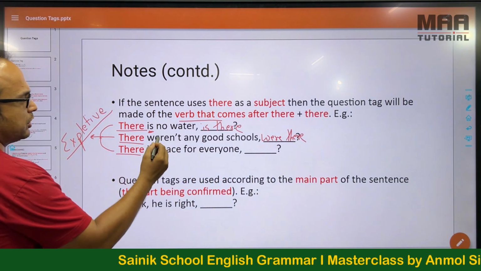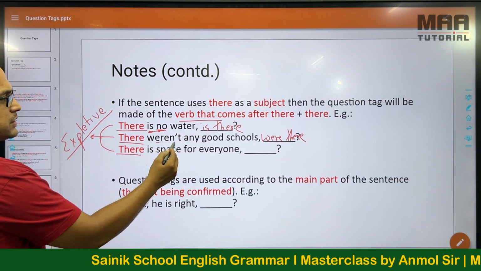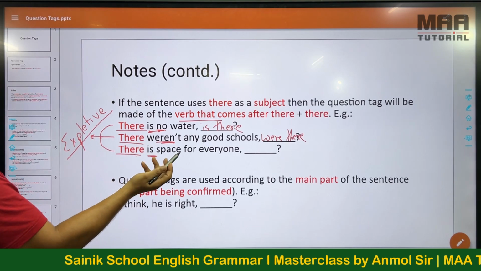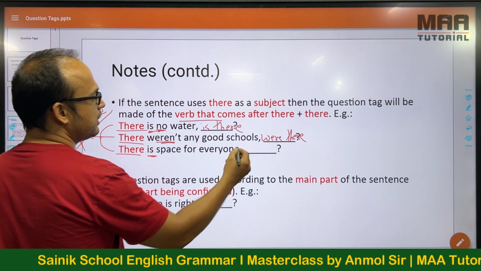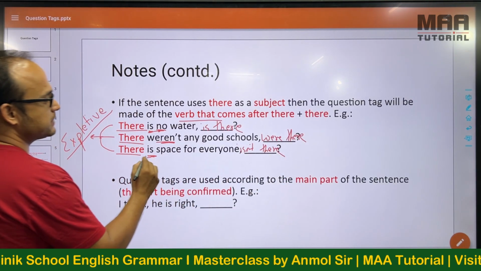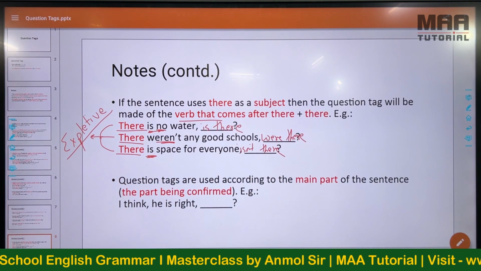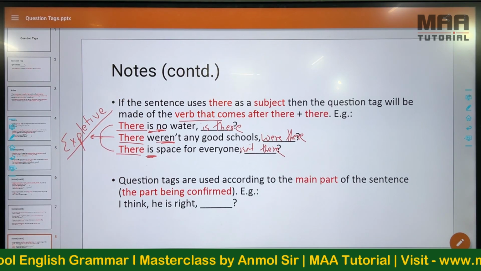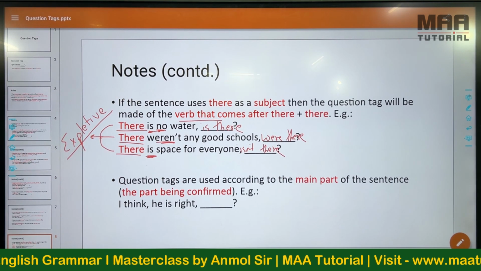And all of you remember, because it was negative here, it became positive. Now it is positive here, so it will become negative. There is space for everyone, isn't there? So the verb that comes after there is is. Is becomes negative, isn't, because here it is positive. There is space for everyone, isn't there?